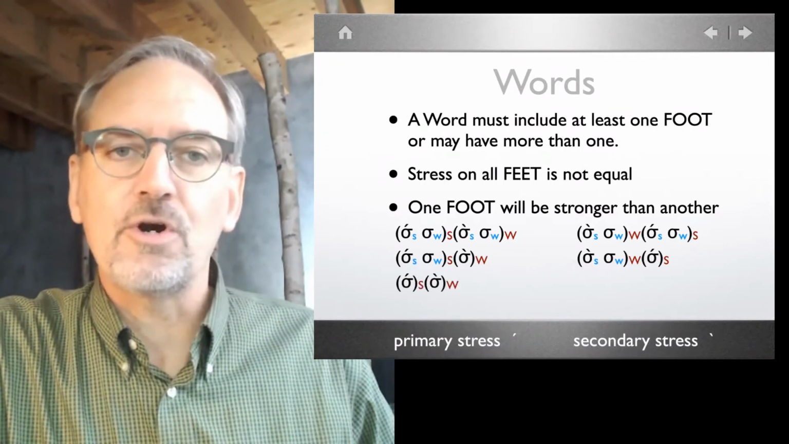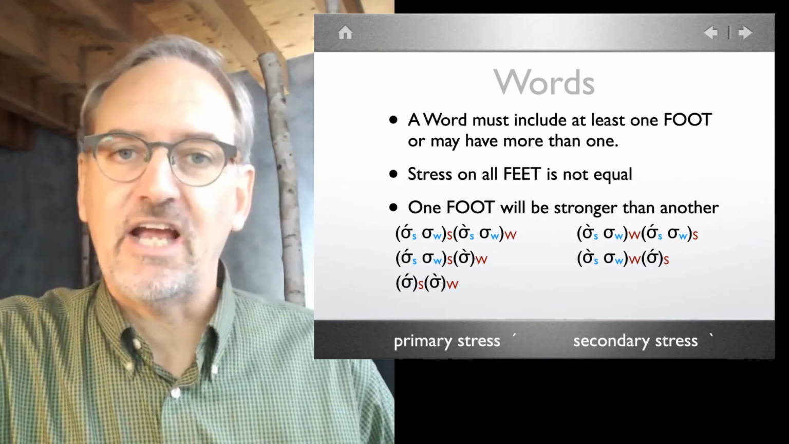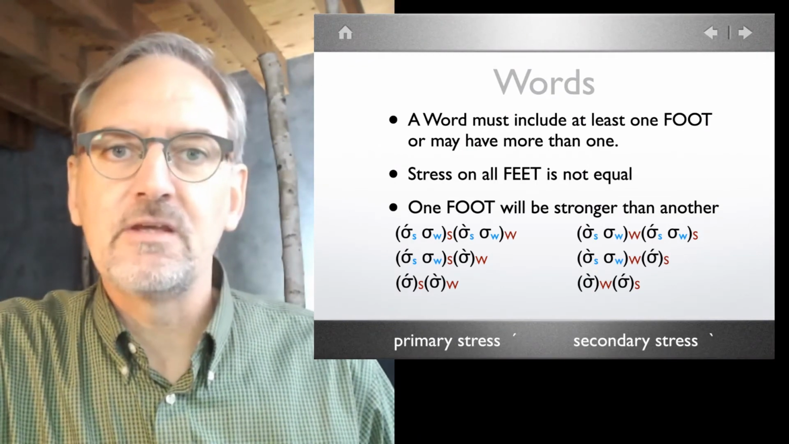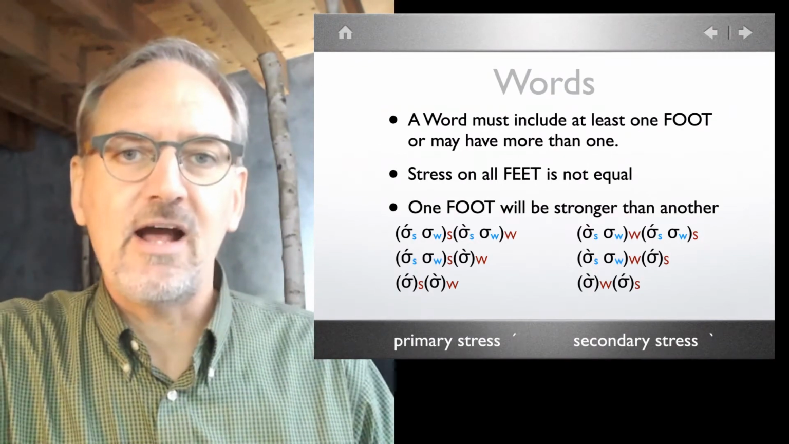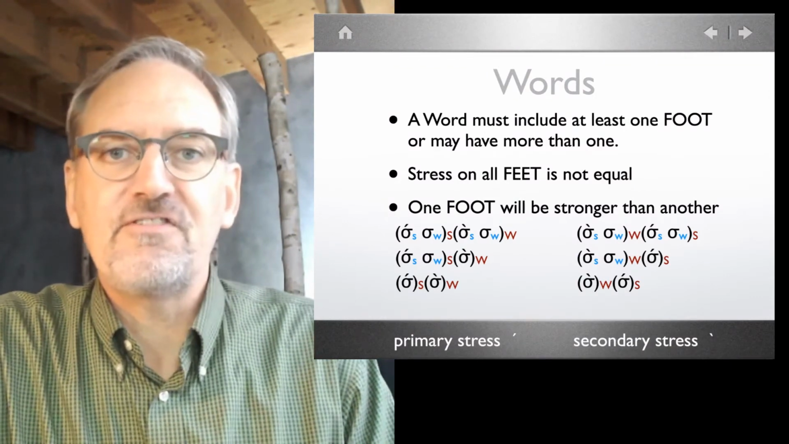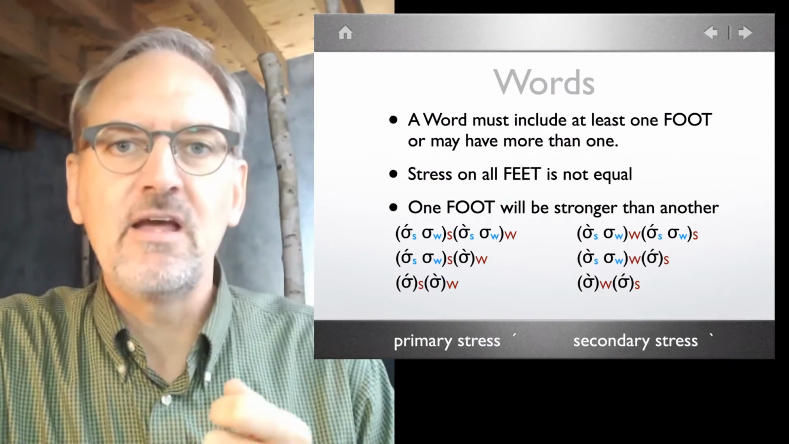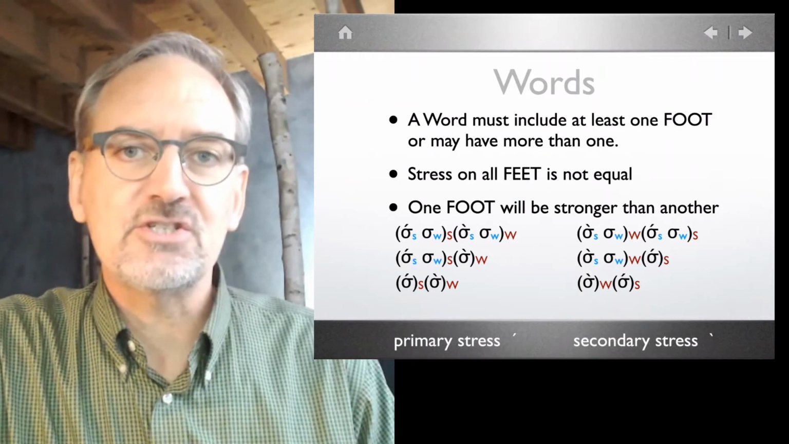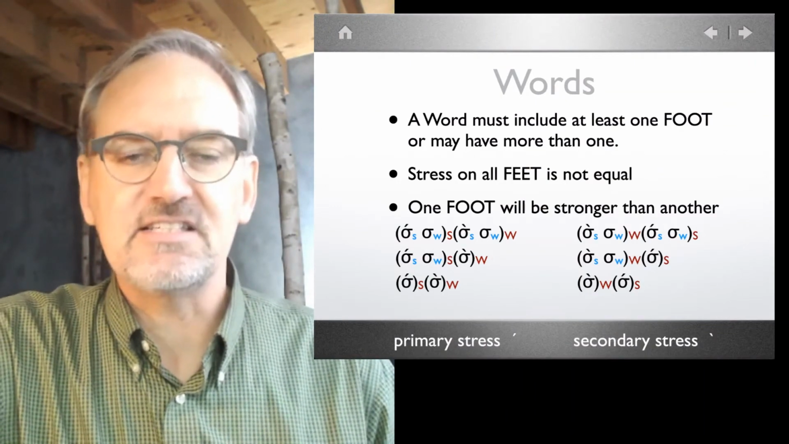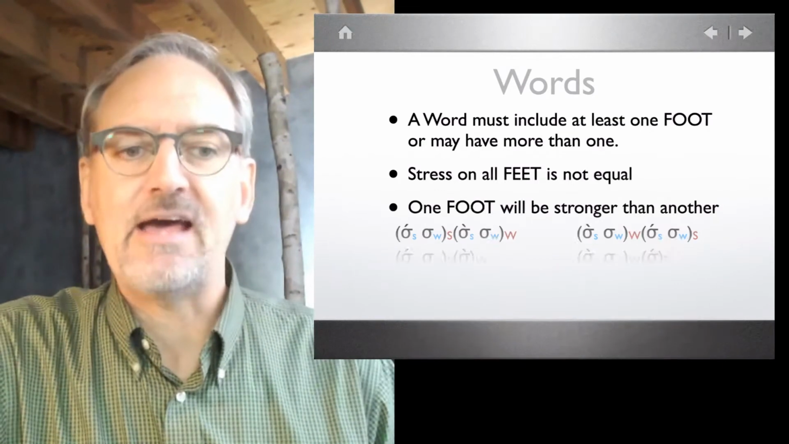And finally, we can have a word made up of 2 monosyllabic feet, and it can either be a strong foot followed by a weak foot, or a weak foot followed by a strong foot. Primary stress is pronounced on the strong syllable in the strong foot. If the foot has only 1 syllable, then that's the syllable that gets stress. Secondary stress is pronounced on the strong syllable in a weak foot. And again, if it only has 1 syllable, that's the syllable that receives the stress. So all of these are possible patterns.